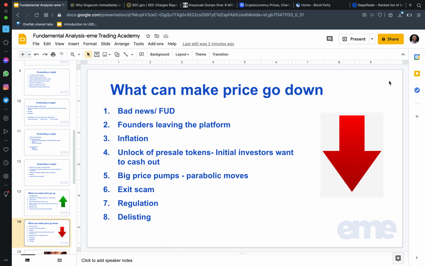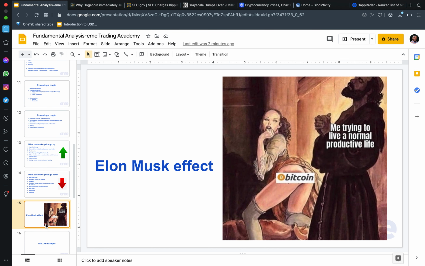price is affected, right? And whenever there's a delisting, whenever an exchange delists a cryptocurrency, price is going to be affected. The cryptocurrency price must go down, right? Because people will sell because they're afraid that they will no longer be able to trade the cryptocurrency. All right, so we have highlighted some examples.